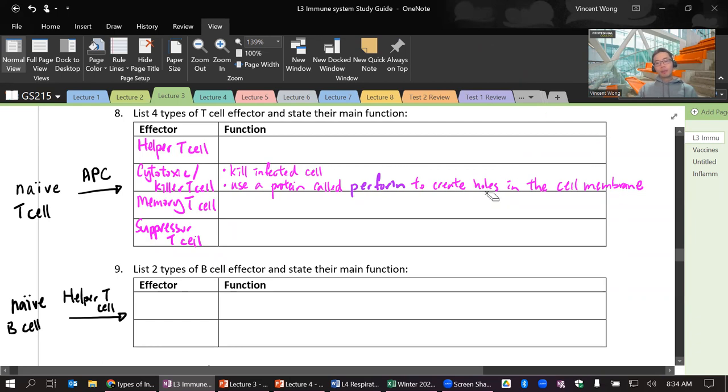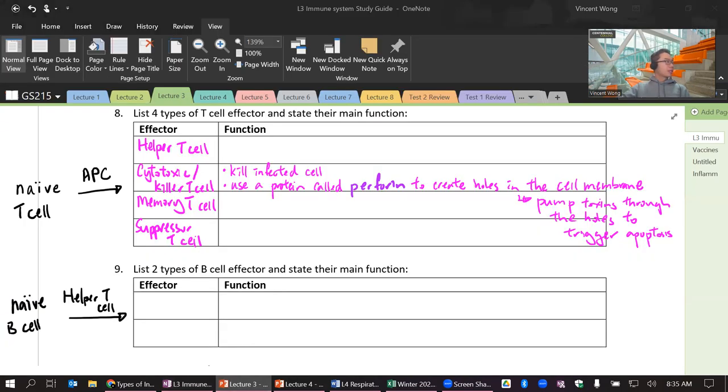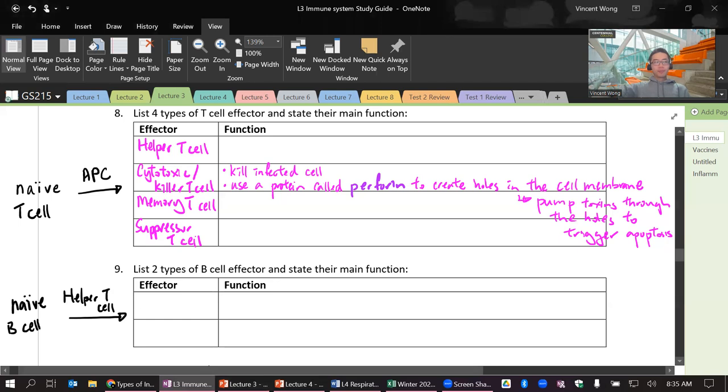Okay. And then after forming the holes, they will pump toxins through the holes to trigger apoptosis, programmed cell death. So they put some holes in the target's membrane, the membrane of the infected cells. They pump some toxins through those holes, and then those toxins are going to cause the cell to basically kill themselves. Yeah, so that's the cytotoxic T cell. Do I have a slide on that? I don't remember, honestly. I think that's not on the slide. But in the fill in the blanks, one of them asked for the term perforin. That's what it is. To perforate is to make holes into something, right? So that's the protein that does that. Okay.